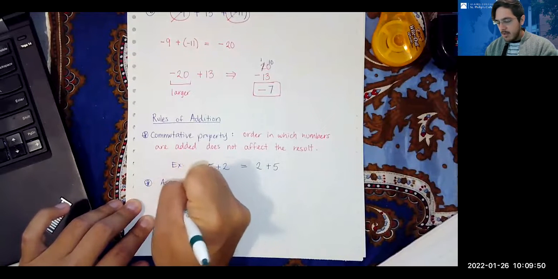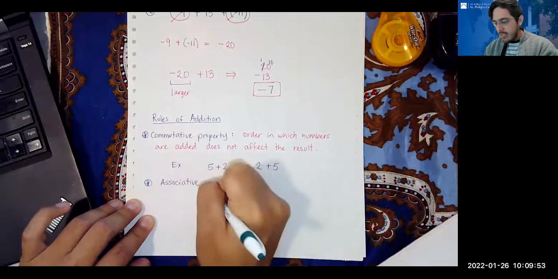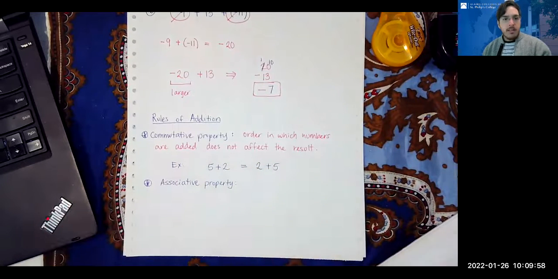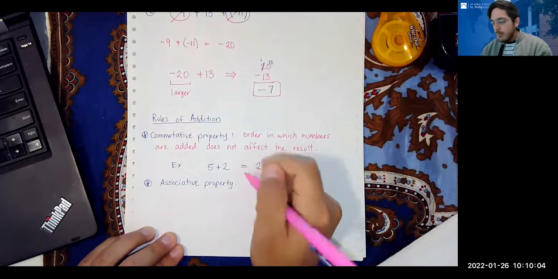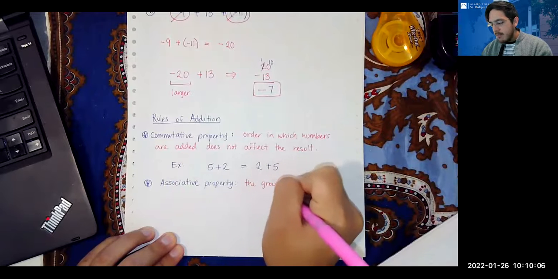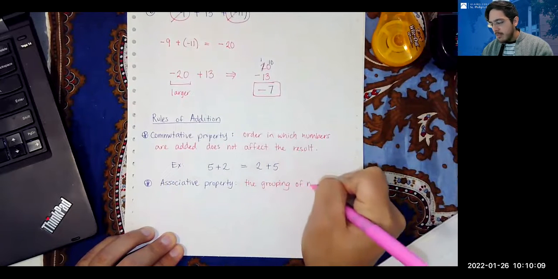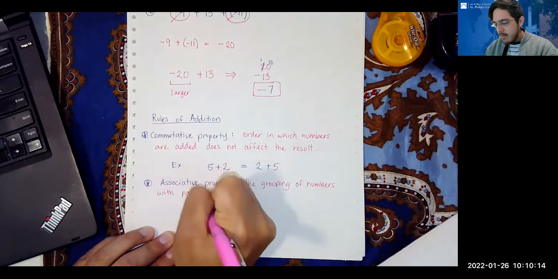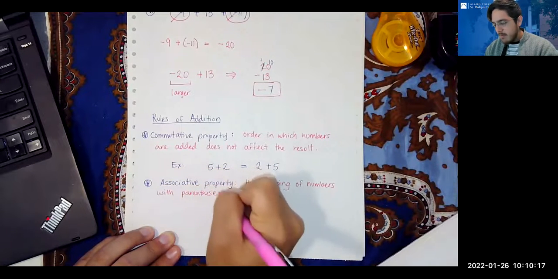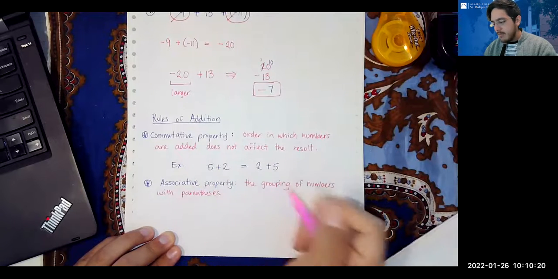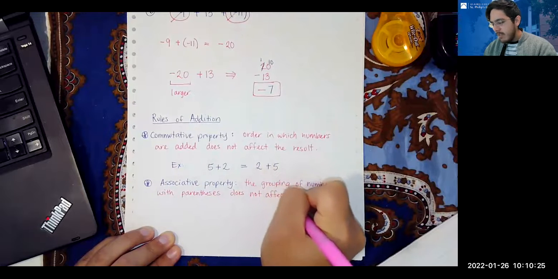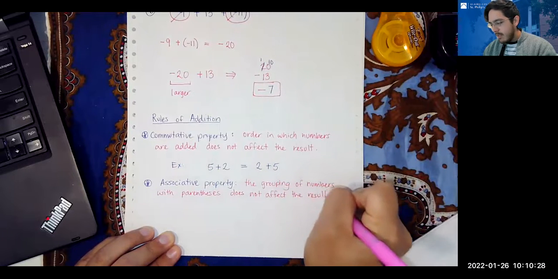Yes, it makes sense. The second property is called the associative property. And this property says that the grouping of numbers, usually with parentheses, does not affect the result of addition.